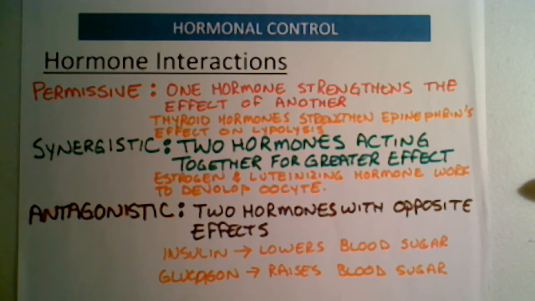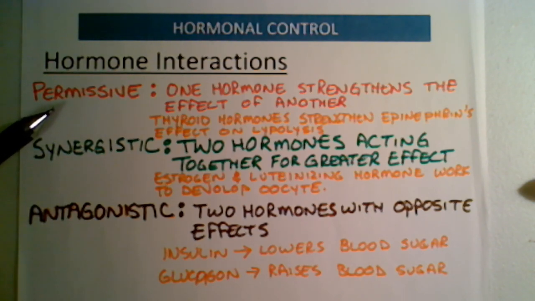All right, so we're going to talk about handout 18C now. And 18C is going to talk about hormonal control. And the first thing that we're going to talk about are hormone interactions. And there's three categories. We can be permissive, synergistic, or antagonistic.